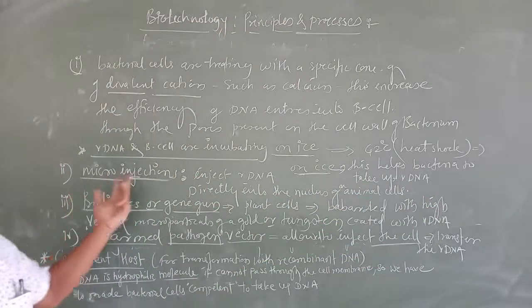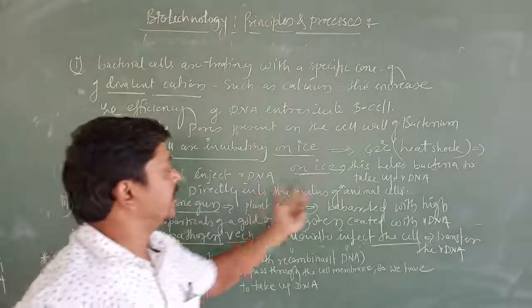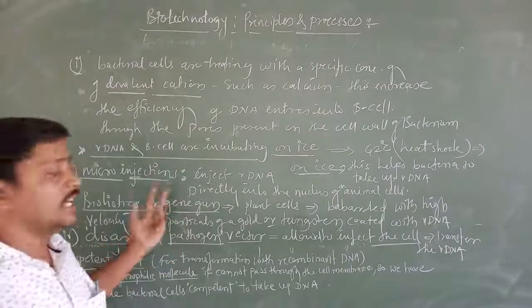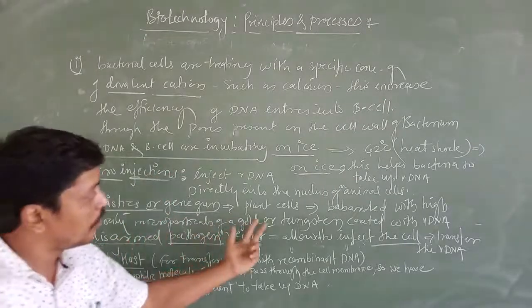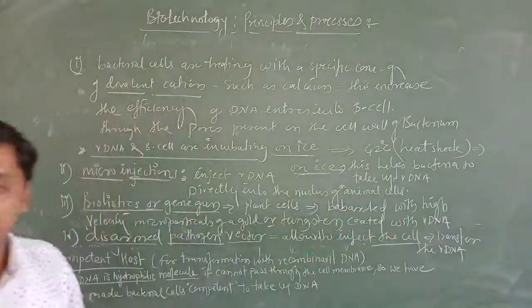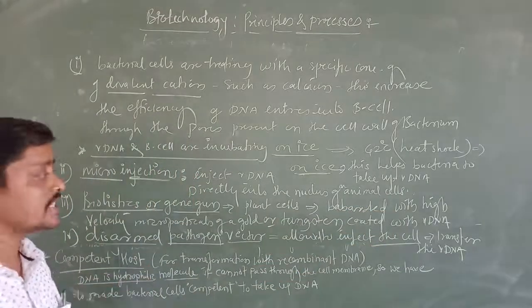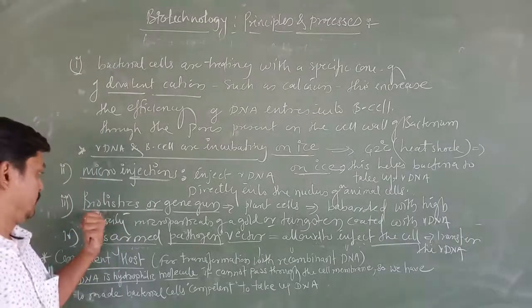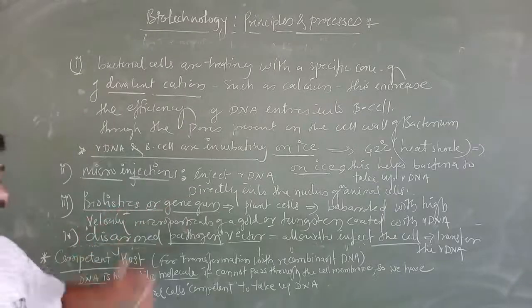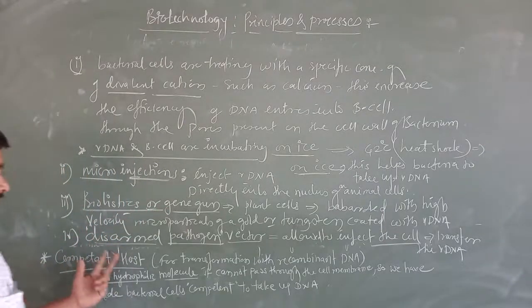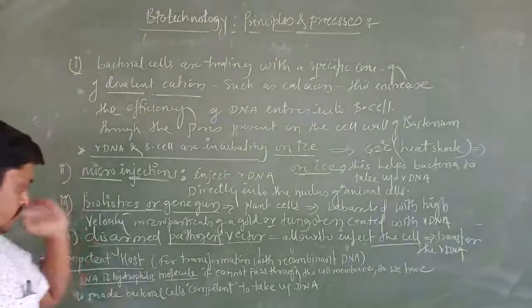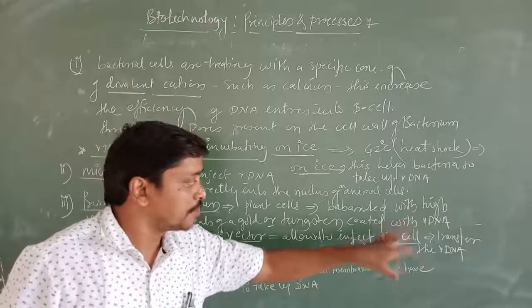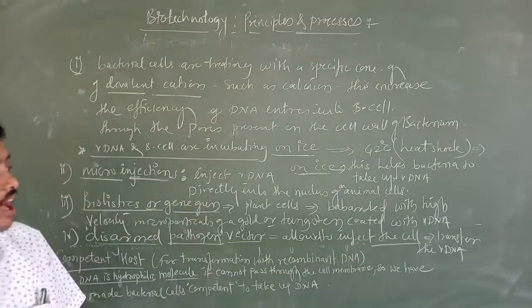The second one is microinjection. Here we inject the rDNA directly into the nucleus of an animal cell. That is simple. The third one is biolistics or gene guns, which are microparticles of gold or tungsten coated with rDNA, bombarded on plant cells with high velocity. And the last one is the disarmed pathogen vector, which is allowed to infect the cell, and through the infection of the cell, it allows transfer of the rDNA.